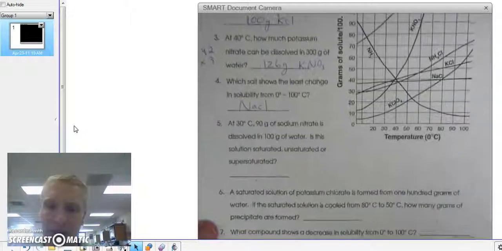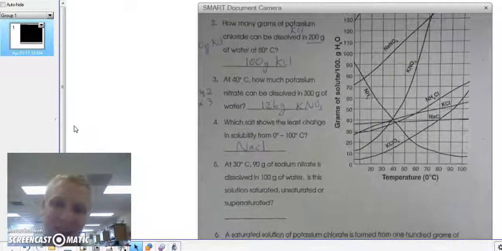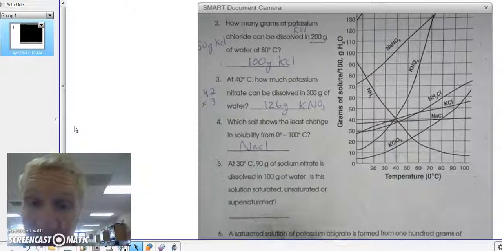Alright, moving down to number 5, it says at 30 Celsius, 90 grams of sodium nitrate is dissolved in 100 grams of water.